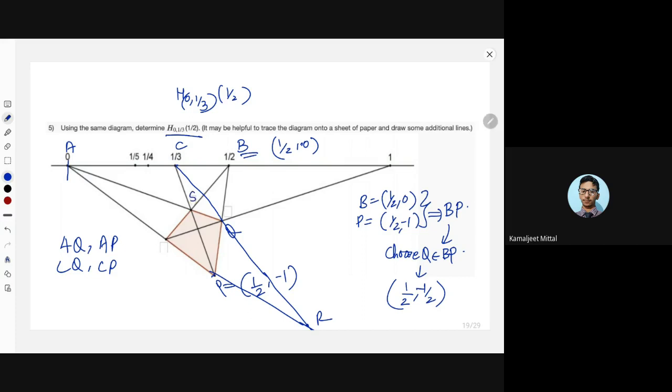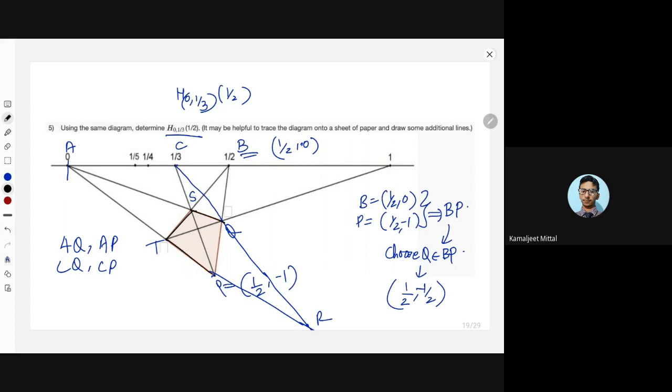Yeah, so this will be R S P Q P. Okay, so this will be my triangle of concern. This will be my quadrilateral of concern.